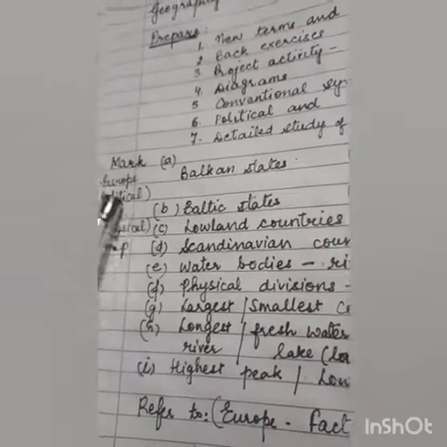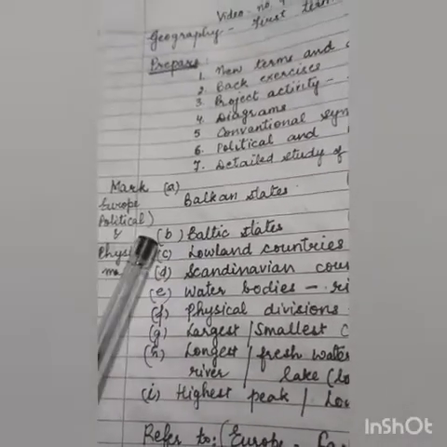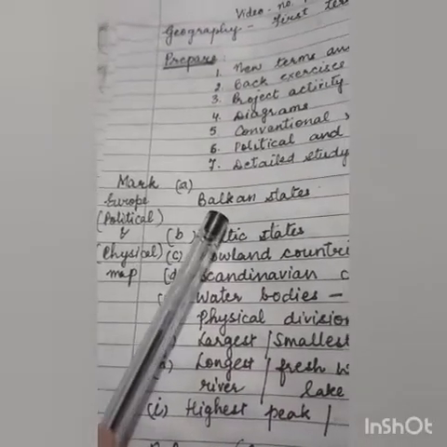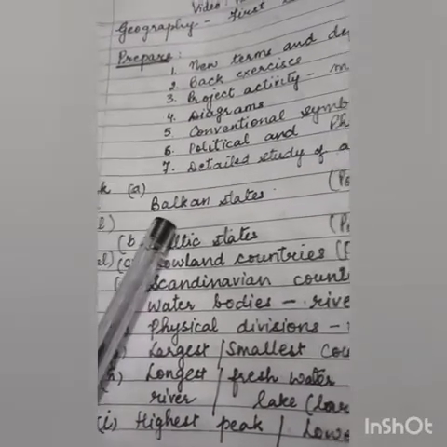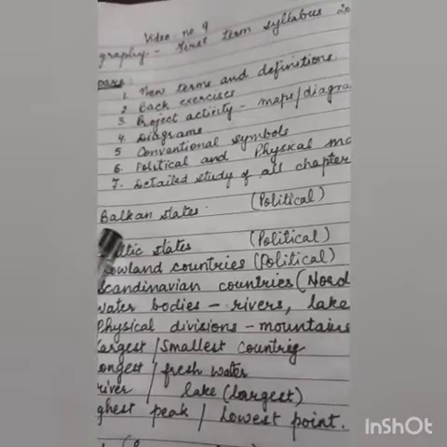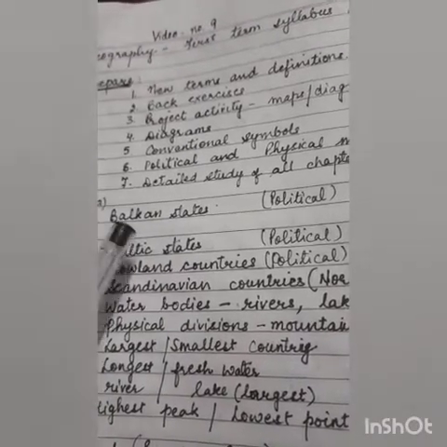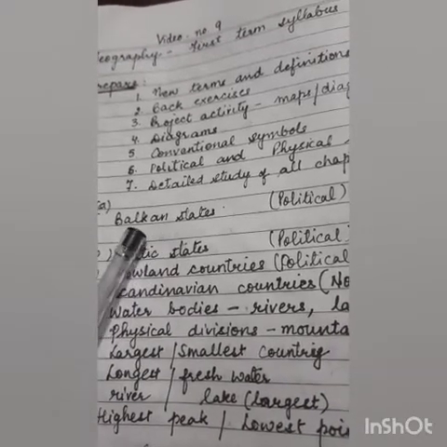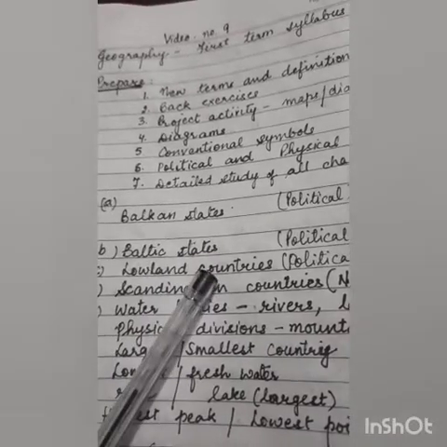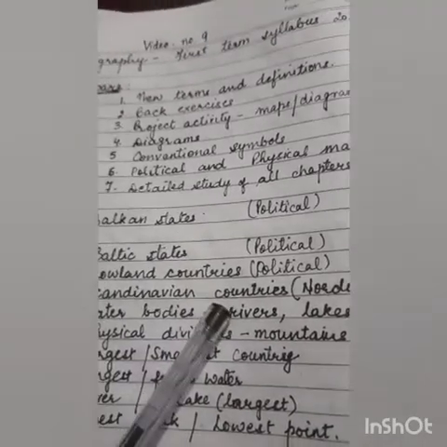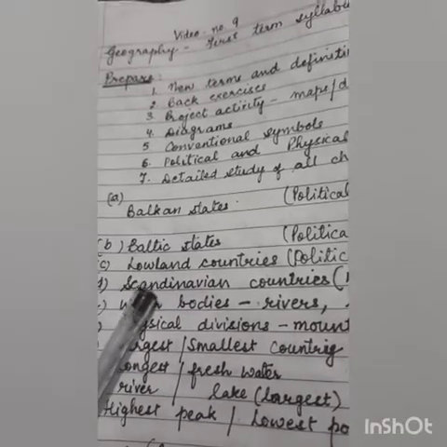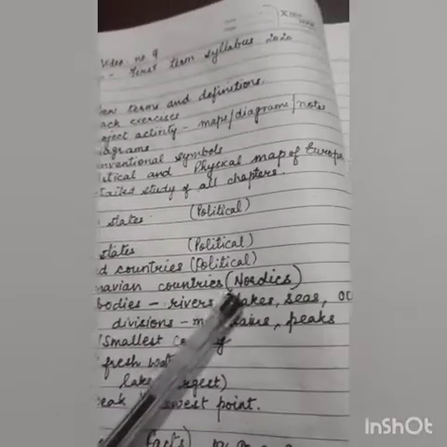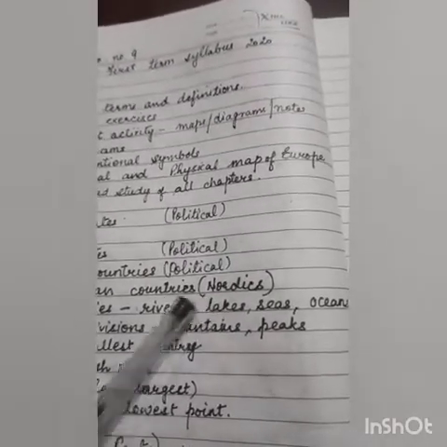Next, children, this is the Europe political and physical map. In this map, you have to mark Balkan states. So refer to the pages. Okay, it's already mentioned what all the names of the Balkan states. So take one map first of all, then mark these places and check where they are placed. Similarly, Baltic states, lowland countries, Scandinavian countries, separately please learn these. Okay, you have enough time for it.